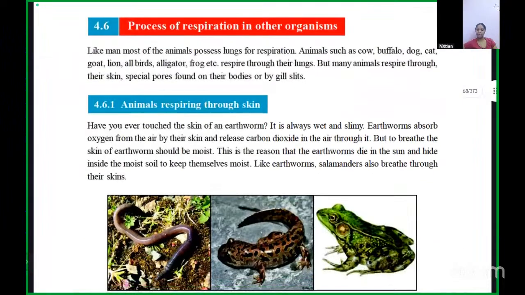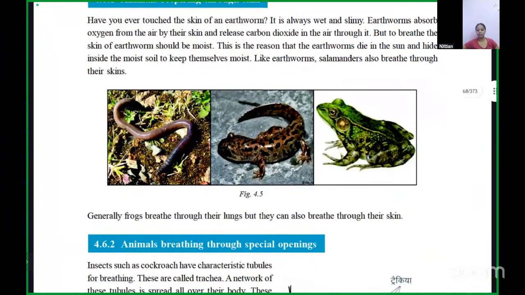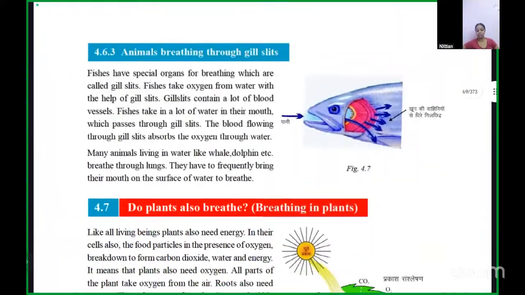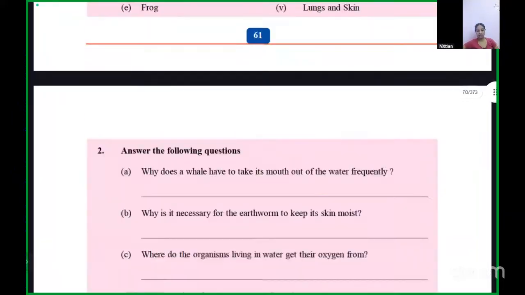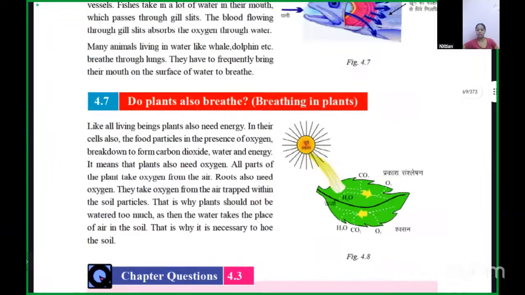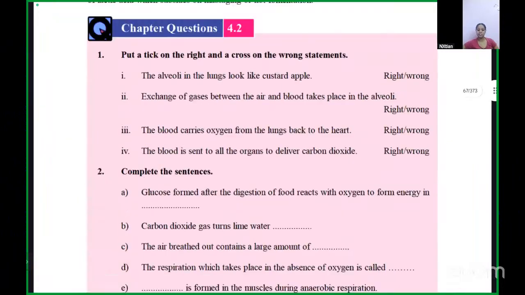Tomorrow, we will start with 4.6, that is how the process of respiration takes place in other animals. Through what parts do they respire, they breathe, and then the breathing of plants. Okay, we'll cover this tomorrow.